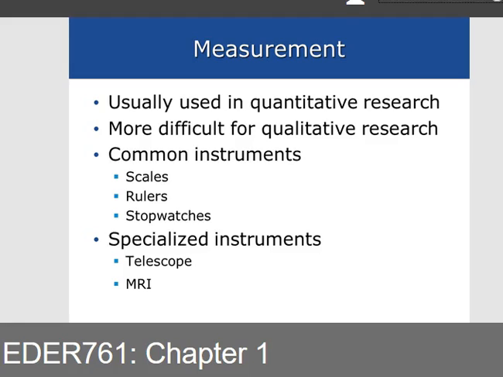Here, we're not just talking about scales like to measure weight, but scales like a depression scale, an inventory, an anxiety scale, a motivation scale. We can also utilize actual scales in terms of measuring weight, if that's of interest to us. In the social sciences, it's not as common. Stopwatches, how quickly they accomplish a task, for example. More specialized instruments, telescope, MRI, again, might not apply to the social sciences, but we can think of things such as EEG, looking at brain activity, what parts of the brain are stimulated with different activities, etc.